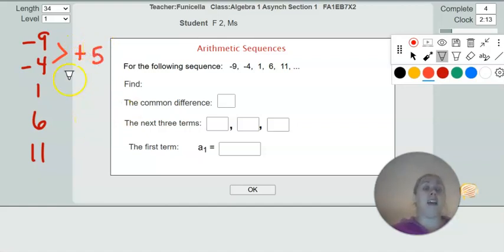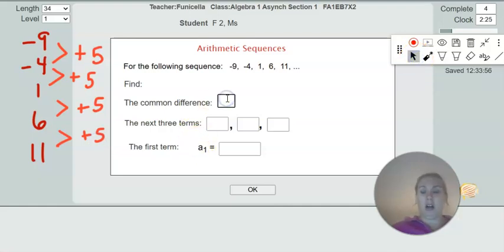-9 plus 5 is -4. -4 plus 5 is 1. 1 plus 5 is 6. And 6 plus 5 is 11. So our common difference is a positive 5.